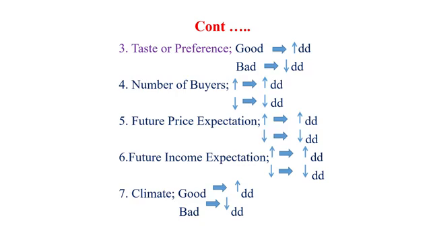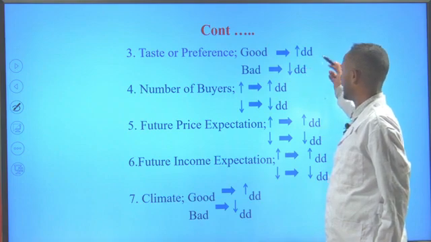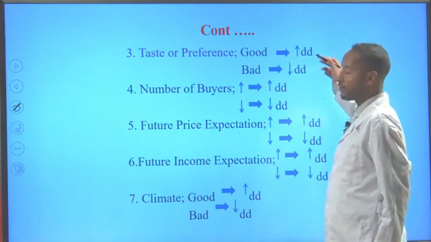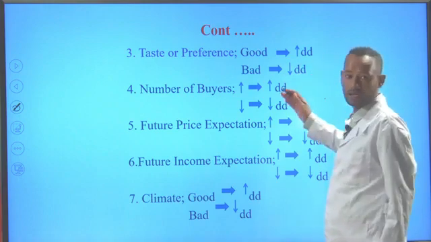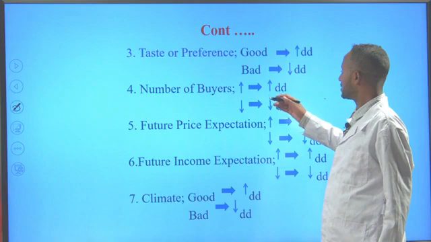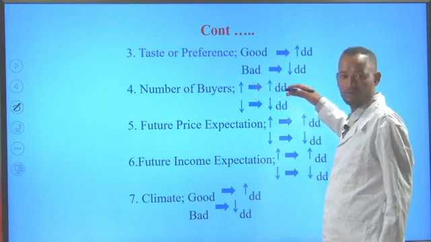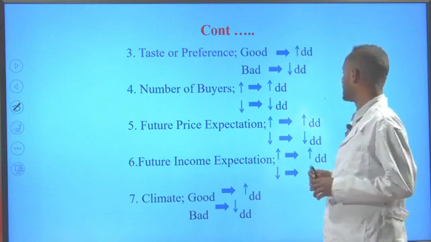Another non-own price determinant of demand is taste or preference. If there is good taste or preference, then the demand for a good will increase, and if there is bad taste or preference, then the demand for a good will decline. So good taste increases demand for a commodity and shifts the demand curve to the right, and bad taste decreases demand and shifts the demand curve to the left. Another determinant is the number of buyers. With an increase in the number of buyers, the demand for a commodity will increase, and with a decline in the number of buyers, the demand will decline.